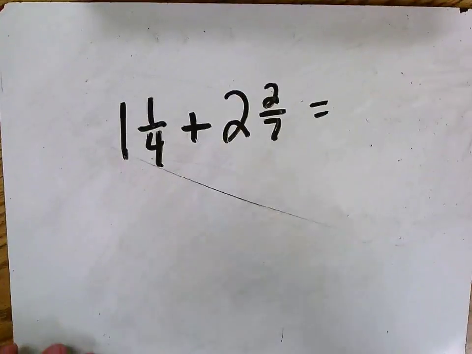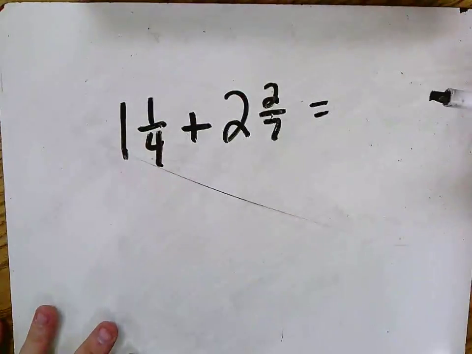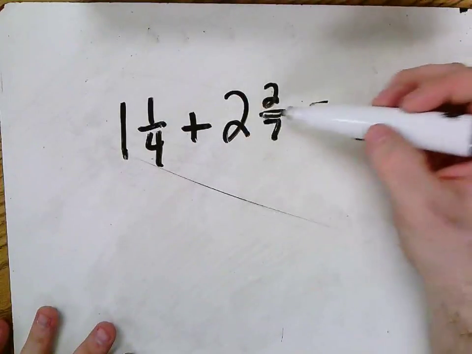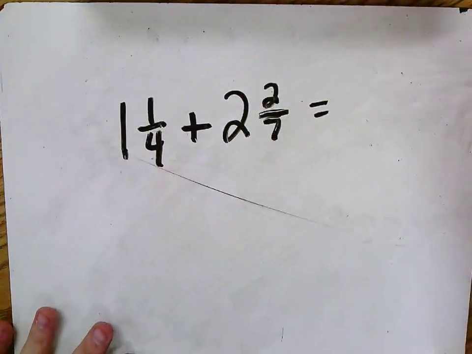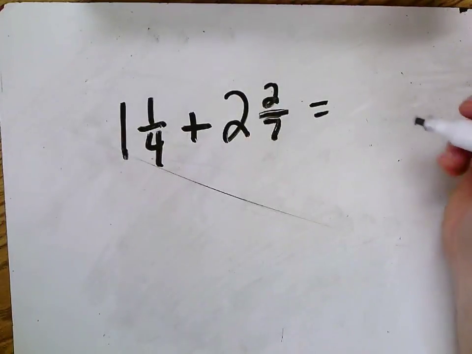It might need simplified, but it definitely will not need regrouped because both fractional parts are less than 1/2, which means we will not have over 1/2 to bring out at the end. And you'll see what I mean if that's confusing you in example 2.